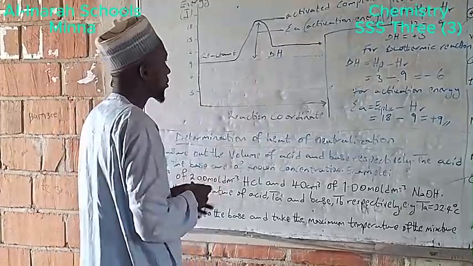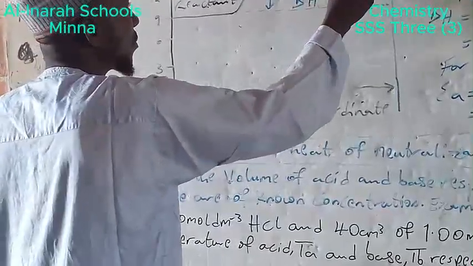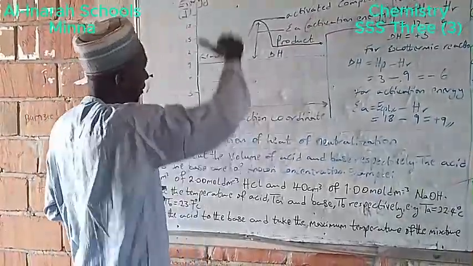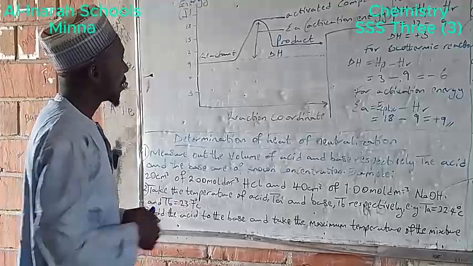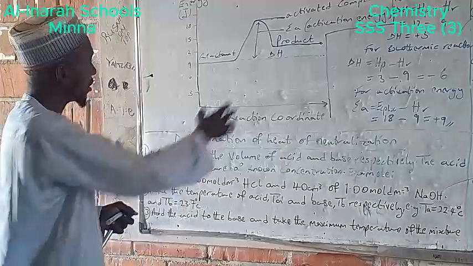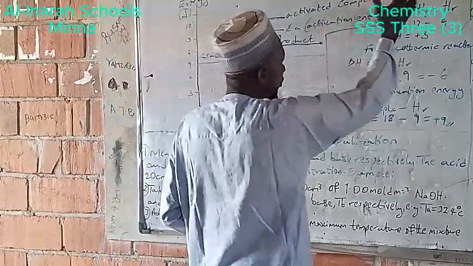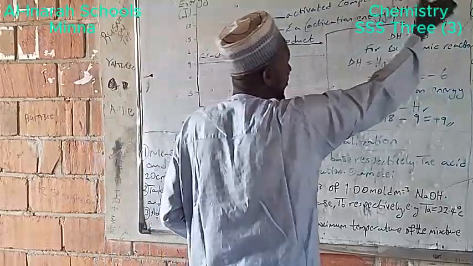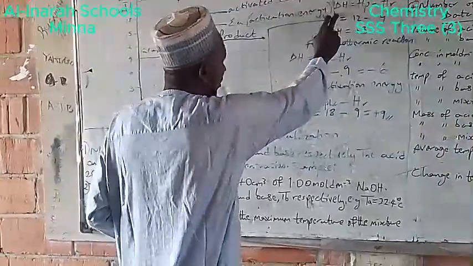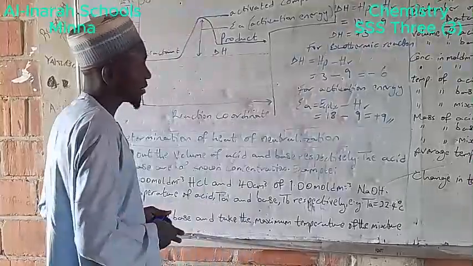This is the product axis. You have the activated complex, that is the peak of the reaction. Then you also have what we call the activation energy. This is the enthalpy change. Now, if you want to calculate for endothermic reaction, we know the formula is change in enthalpy equals heat of product minus heat of reactant.